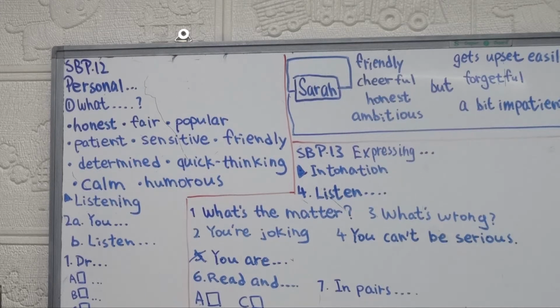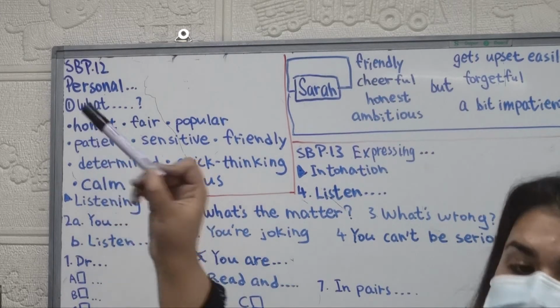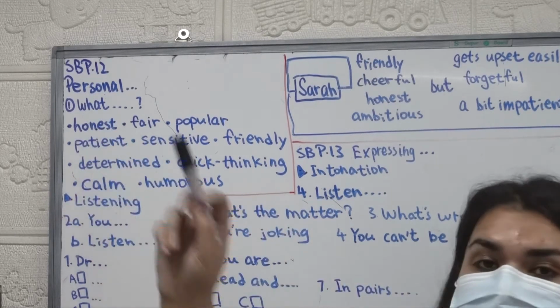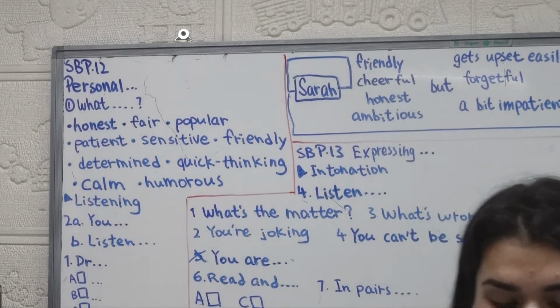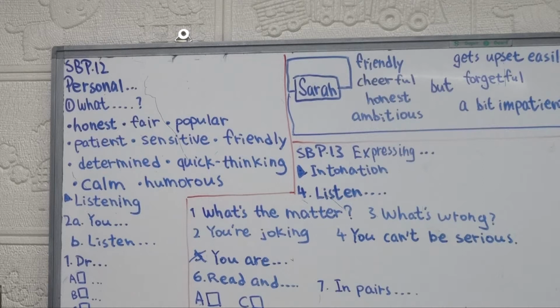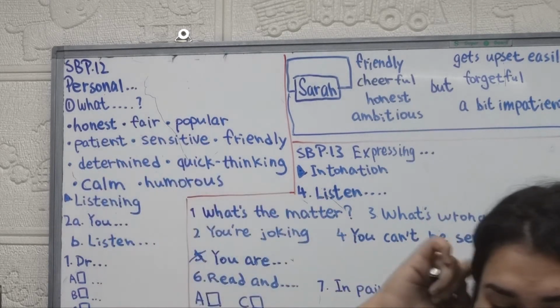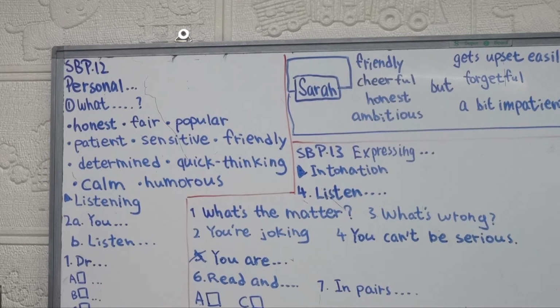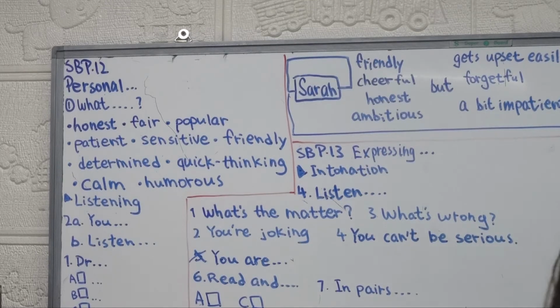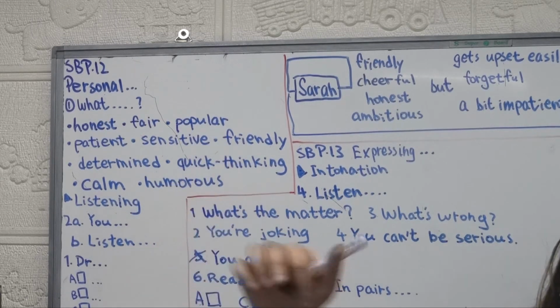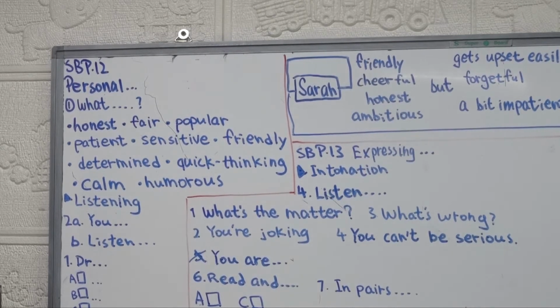So the first quality we have is honest. Do you know what is honest? If the person is honest, he or she is true. He only speaks the truth, alright? Fair. So what is fair? If a person is fair, he or she makes fair decisions. He or she treats people equally. This is called fair. Popular is the person who, you know, everybody knows him or her, just like film stars, in simple words.